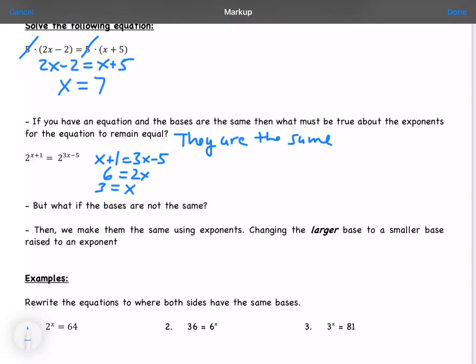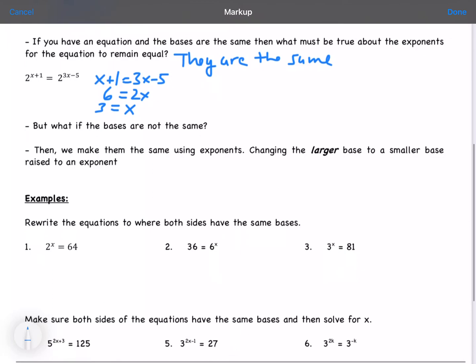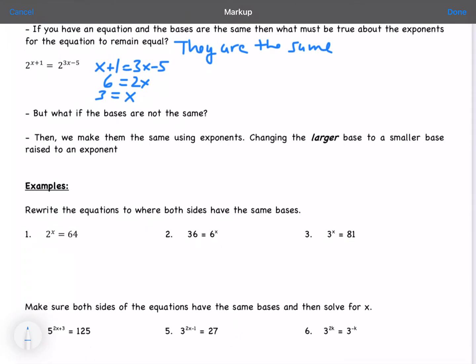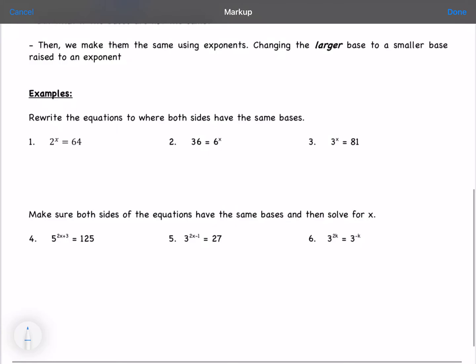Now, what if we don't have the same base? Then we have to make them the same using exponents, changing the larger base to a smaller base raised to an exponent. So now we're going to look at some of these examples. So we have 2 to the x equals 64. They don't have the same base, but what we can do is say 2 to what power is 64? Well, that's 2 to the 6th power. So once we do that, then we can drop the bases and we get x equals 6.